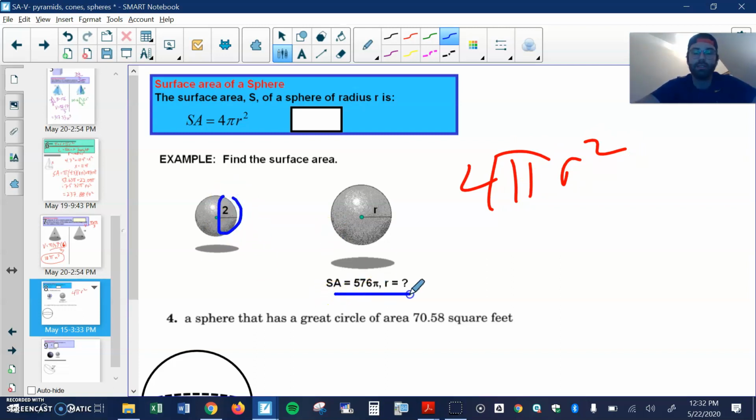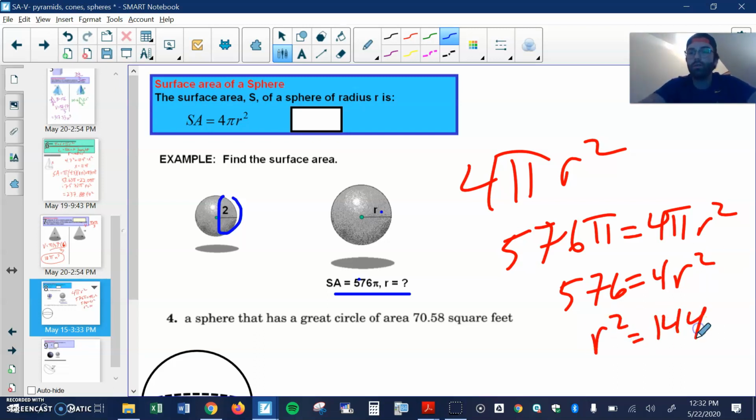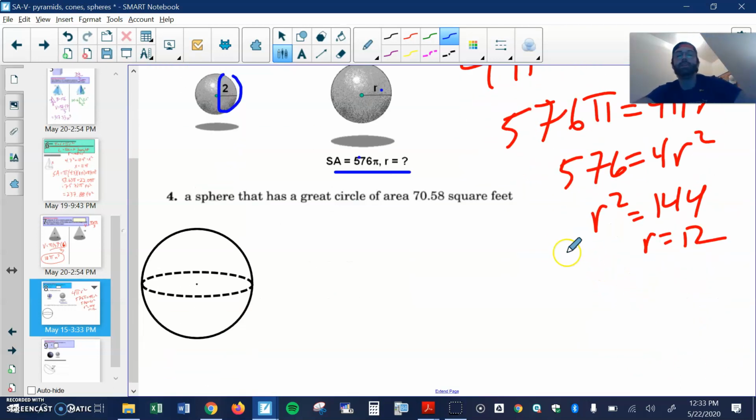If I were given a surface area of a sphere and wanted the radius, I would just say 576 pi equals 4 pi r squared. Pi's would cancel out. Divided by 4, r squared would be 144, which would make r equal 12. Okay. This is pretty important.